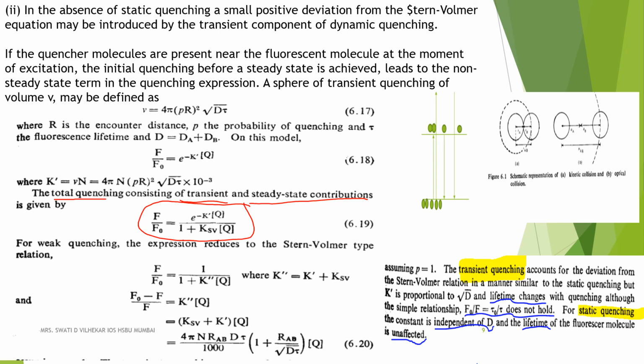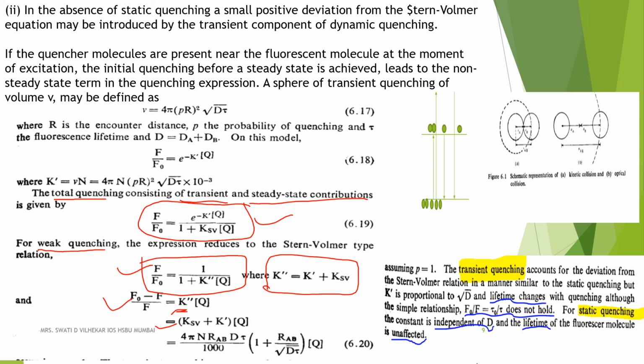Now in case of weak quenching, this expression becomes F divided by F naught equal to 1 divided by 1 plus k'' times q, where k'' is equal to k' plus KSV. Simplifying this equation, it can be written in this form: F naught minus F divided by F is equal to k'' times q. So k'' is nothing but KSV plus k', and you will get this expression.